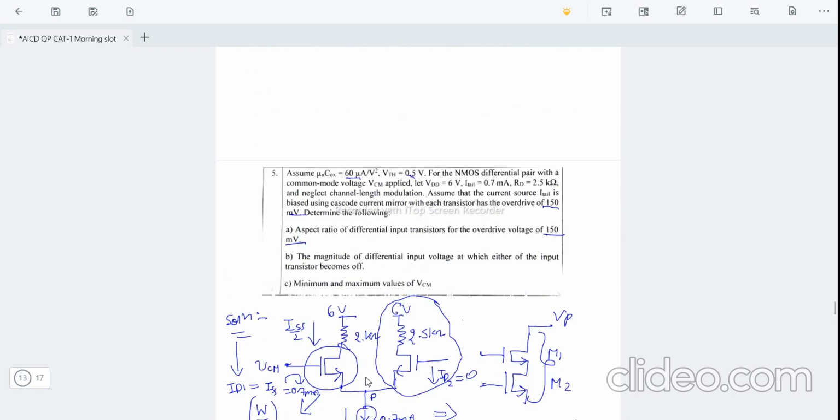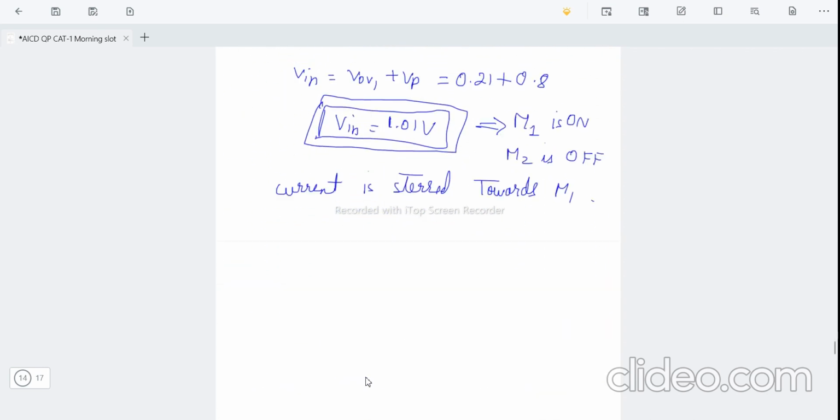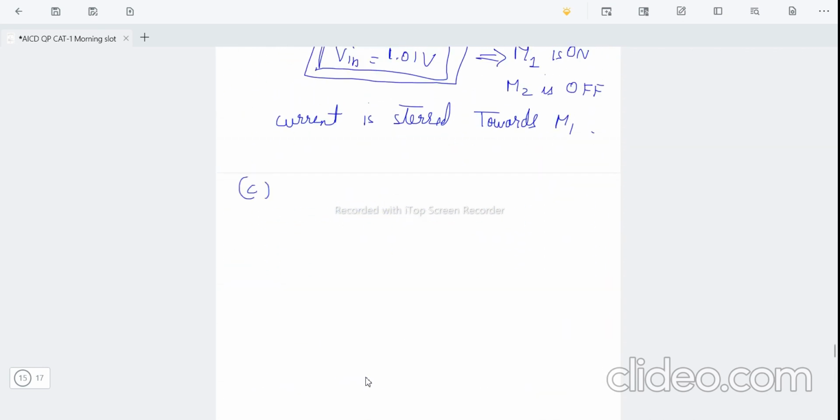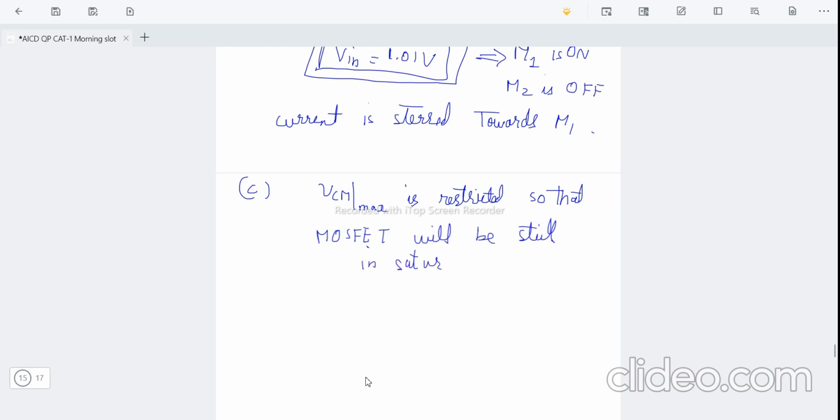So the next sub question is the minimum and maximum values of the common mode voltage, that is VCM. Let us find VCM max first. This common mode max comes into picture because the MOSFET should still be in saturation in order to work as an amplifier. Because of these restrictions only, the common mode voltage max is defined.